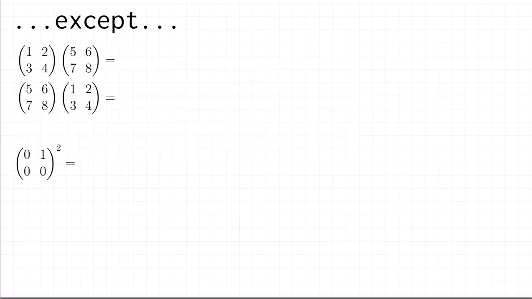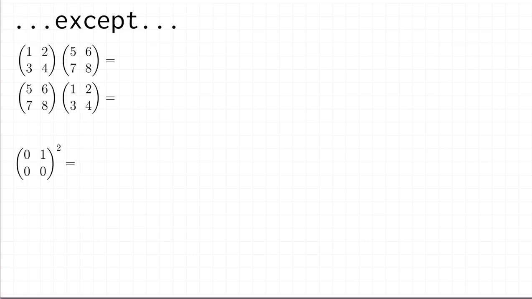Okay, so let's look at some of the ways in which matrix multiplication is not similar to real number or complex number multiplication. The first way in which it is not similar is that matrix multiplication is not commutative. So even when both of the products A times B and B times A make sense for two matrices A and B, the answer that you get might not be equal.